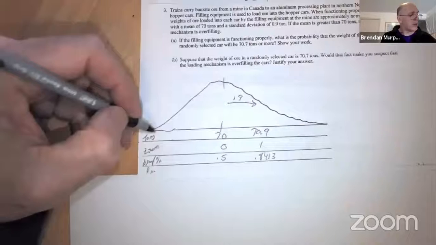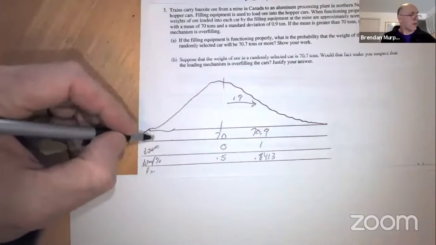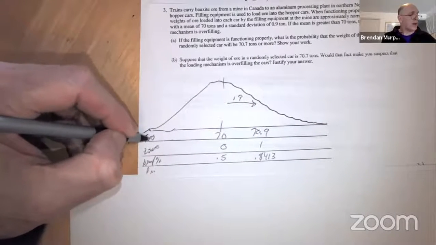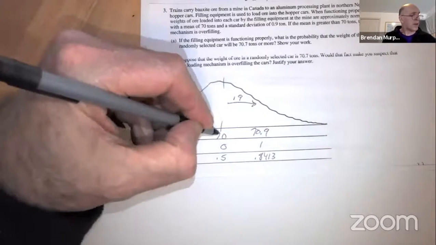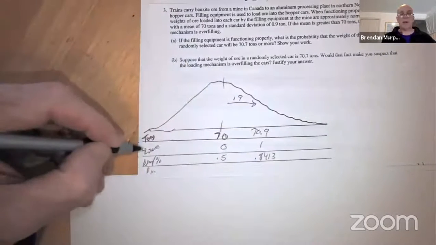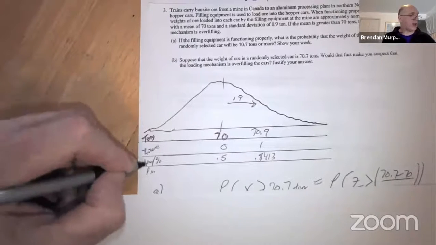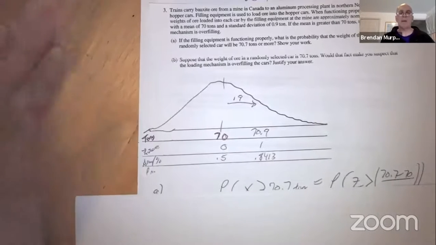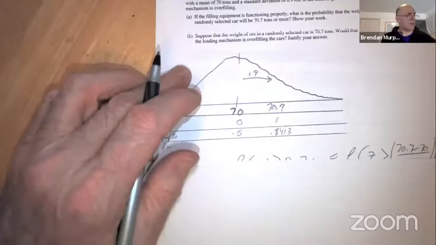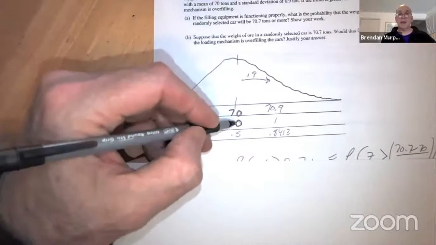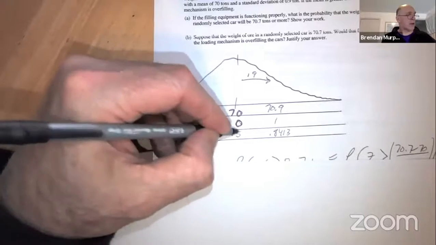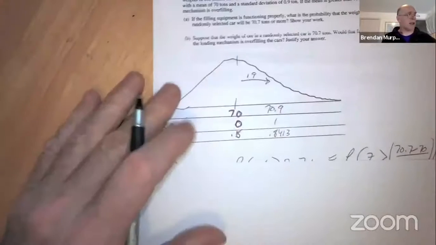There's my attempt at my normal curve. My first row is tons of ore, tons of bauxite ore. The mean was 70 tons. Second row is Z-score. Third row, area, percentile, or probability. Again, they all sort of mean the same thing to me. At 70 tons, which is the mean, your Z-score is 0. You're in the 50th percentile. Again, just sort of helps my kids get into the problem.